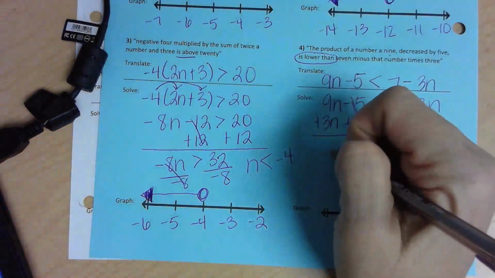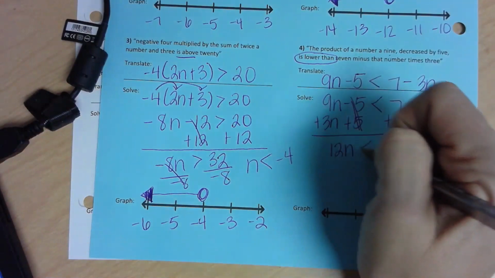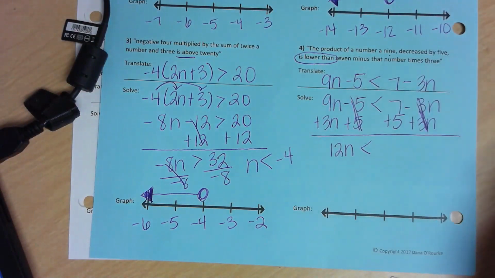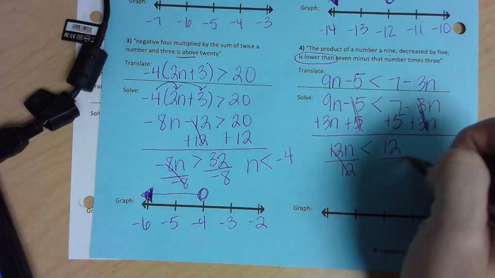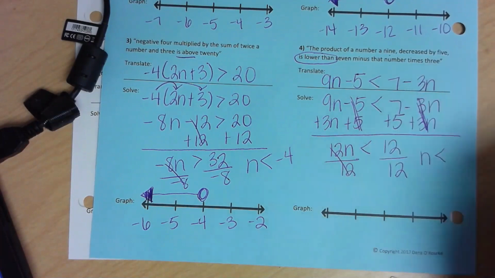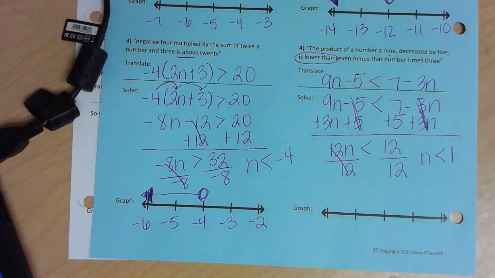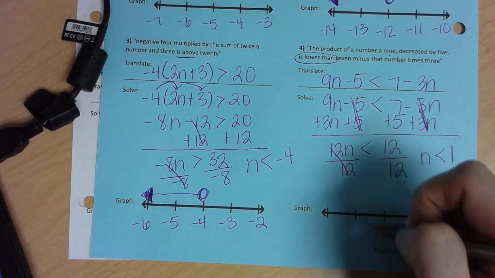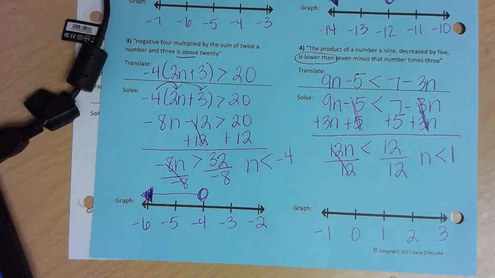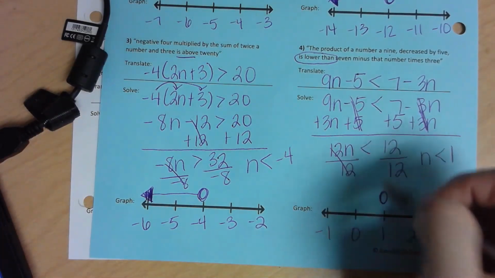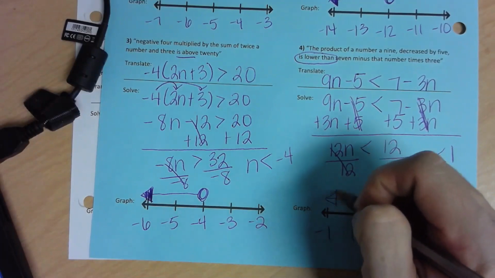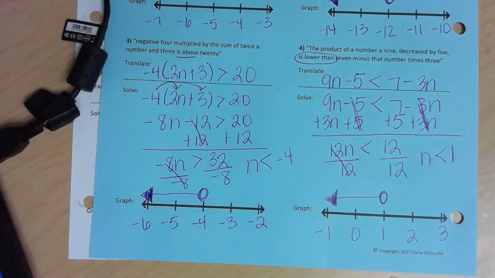So 9 plus 3 is 12n. Is less than 7 plus 5 is 12. And now I'm going to divide by 12. And I get n is less than 1. 1, 2, 3, 0, negative 1. And this is open. And once again, my arrow is pointed in this direction. Now, it's not always going to be like that. These examples, all 4 of them, we're pointing this way.